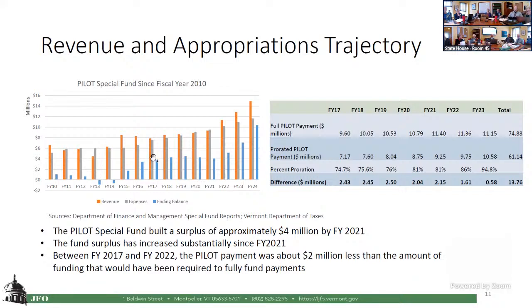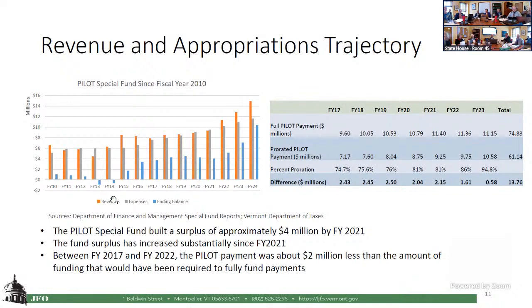Going back through history, talking a bit about the trends and the relationship between pilot special fund revenue and expenses, and talking about our proration.